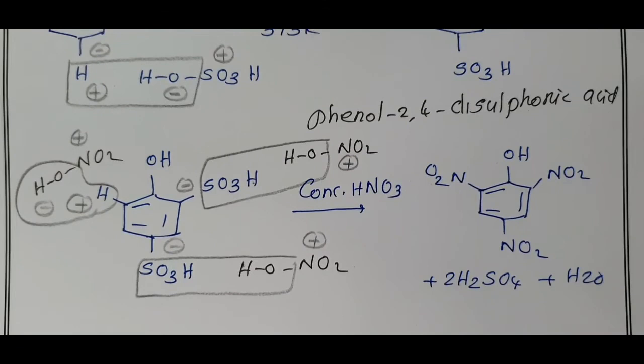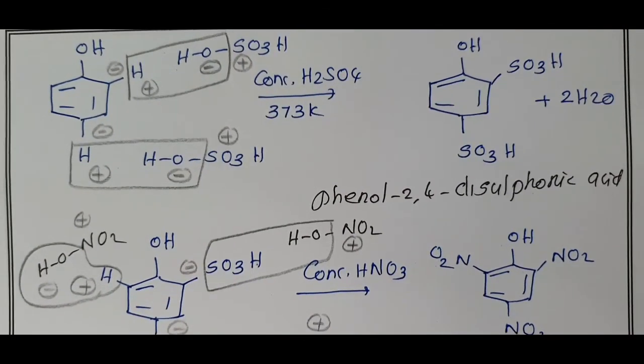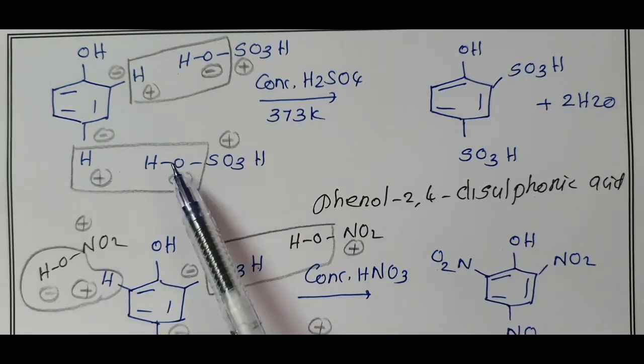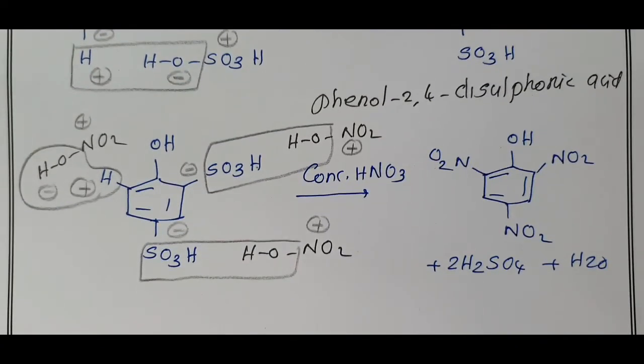So nowadays picric acid is not directly prepared by using the nitrating mixture. First, phenol is treated with concentrated sulfuric acid, converted into phenol 2,4-disulfonic acid, which is again treated with concentrated nitric acid to give 2,4,6-trinitrophenol. This is picric acid. This is about nitration.